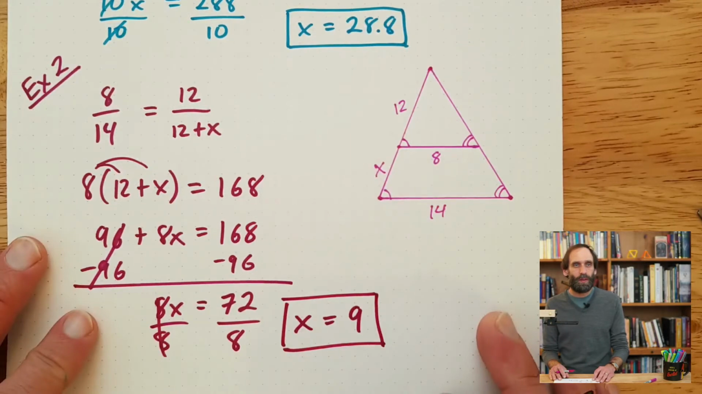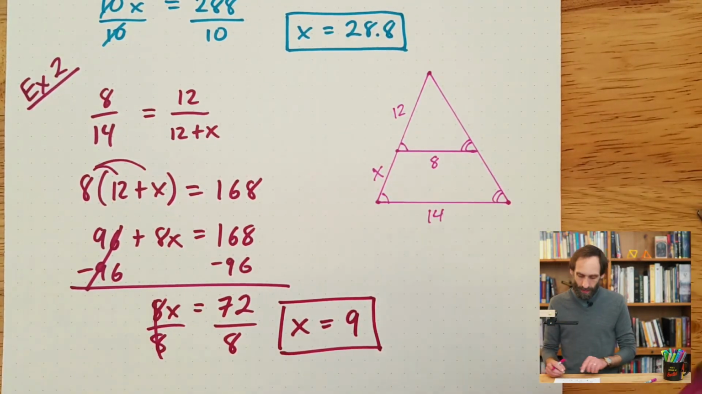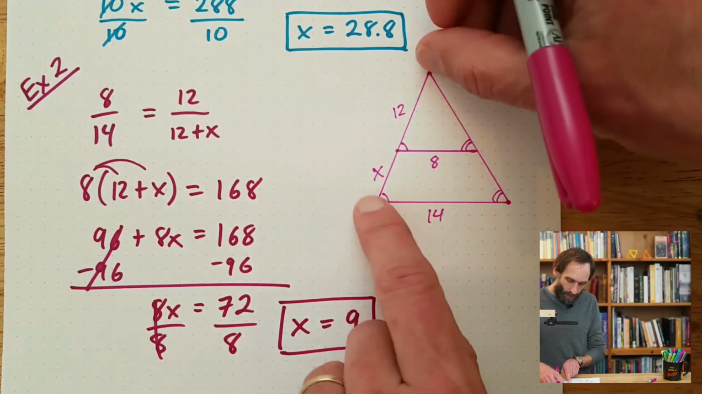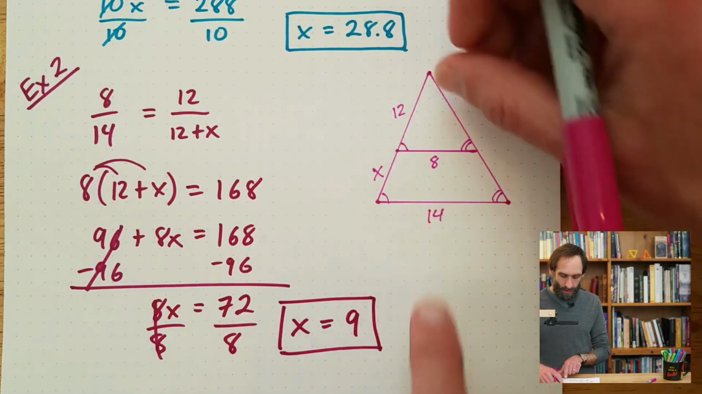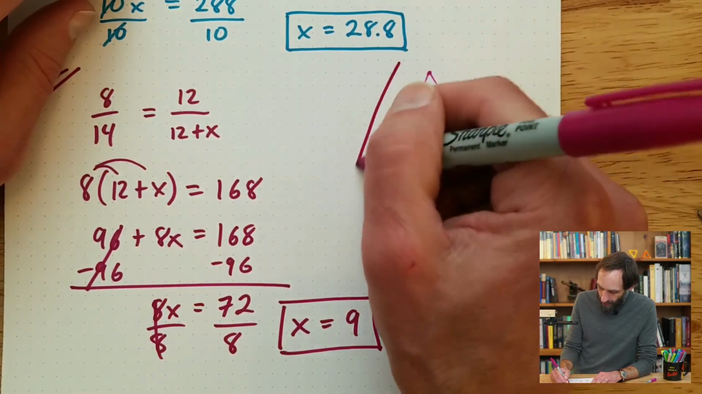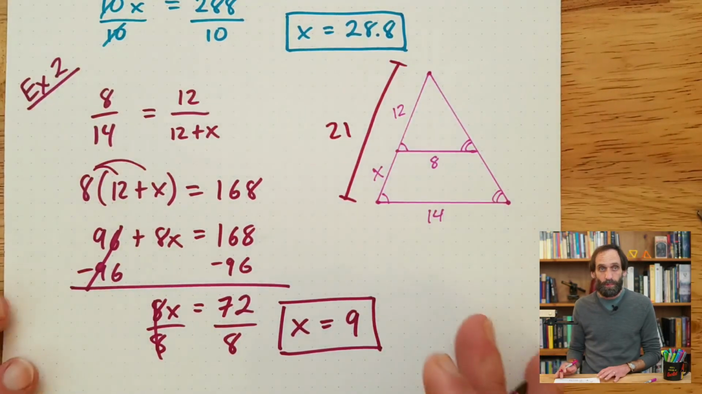So there, oops, sorry about that. X is equal to 9. So this quantity, or this length right here, is 9 units long. If you want to know the whole length, well, you can just do 12 plus 9, and you can see this whole length here must be equal to 21.